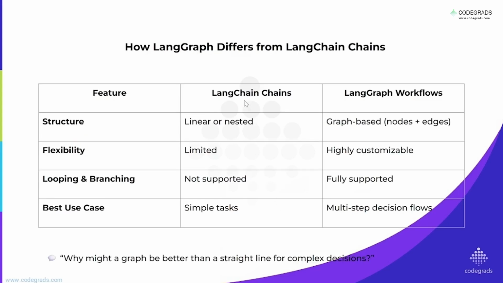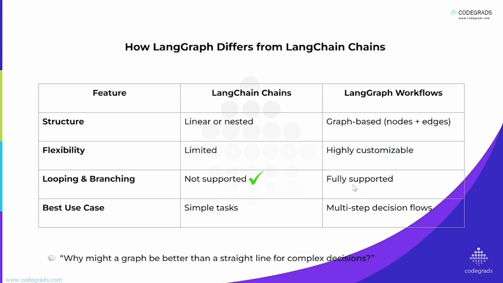How does LangGraph differ from LangChain chains? Previously we were using LangChain chains, and now we are studying LangGraph workflows, so we'll see the differences: the key differences in structure, flexibility, looping, and branching, and the best use cases of each as compared to chains and LangGraph. In terms of structure, LangChain chains are linear or nested, whereas LangGraph is graph-based, with nodes and edges. Flexibility is limited in LangChain, while in LangGraph it is highly customizable. Looping and branching are not supported in chains, which is much more important when we have a complex task.